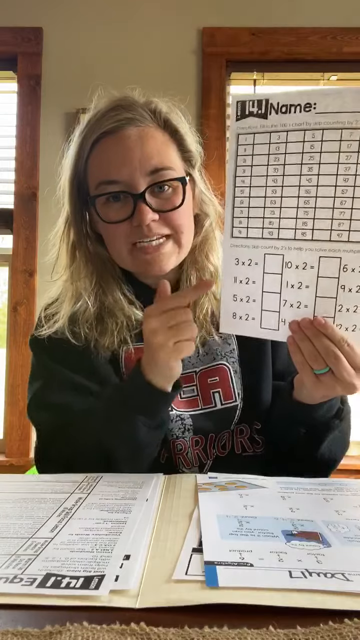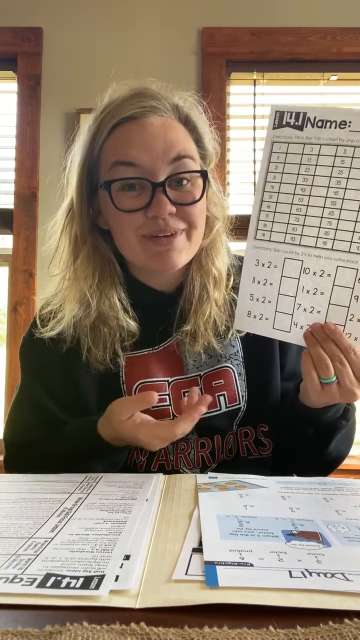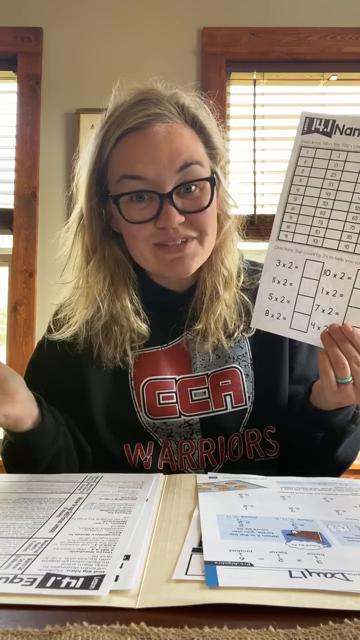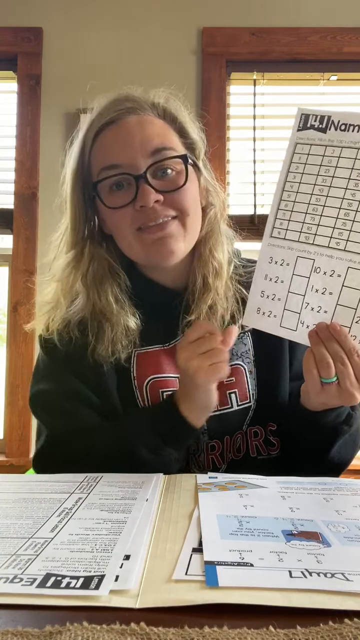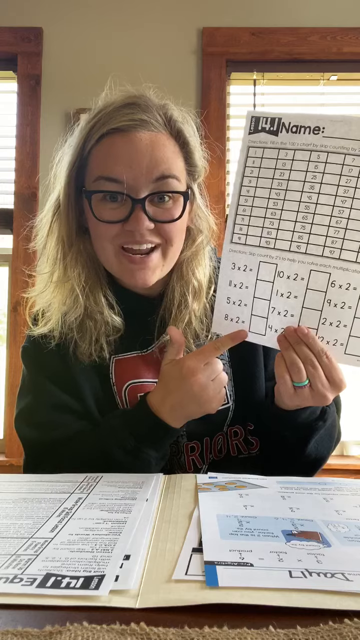So it's 3 times 2. You would just say 3 plus 3 is 6. So you'd write a 6 there. 11 times 2, you would just say 11 plus 11 would give me 22. I'm going down the column. 5 times 2, you would just say 5 plus 5, which would be 10. And then 8 times 2, you would just say 8 plus 8, which would be 16. Okay, so I'm giving you that first column already.